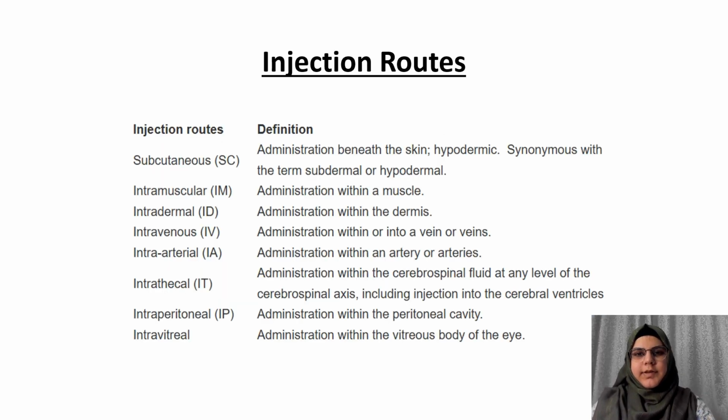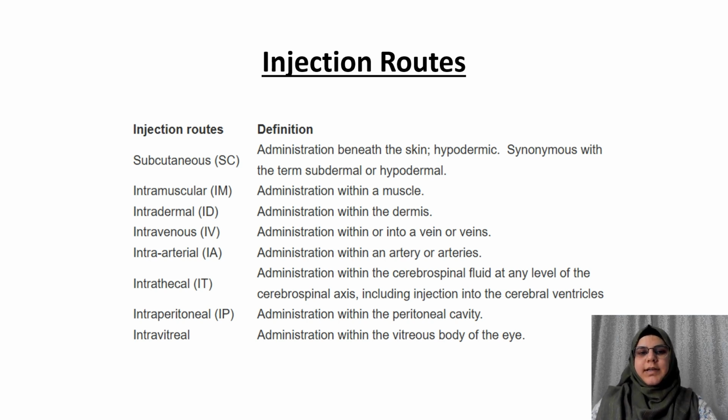Okay, here come the injection routes. Like I have told you, there are different kinds of injections. So what are the injection routes? First is subcutaneous. Administration beneath the skin, hypodermic, synonymous with the terms subdermal or hypodermal. That means the injection is given just below the first layer of the skin, and that is subcutaneous.